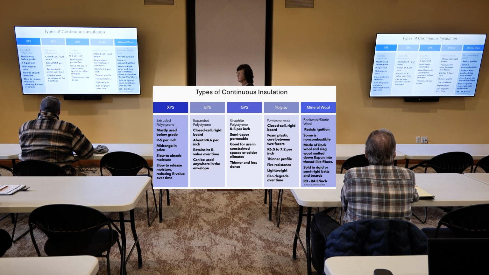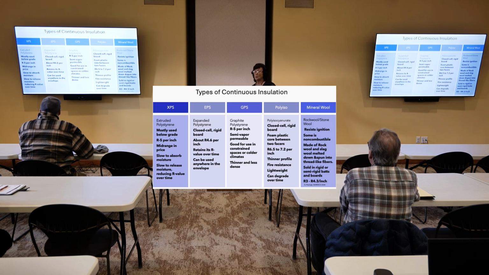So the warranties, if you haven't ever noticed, the manufacturers will only warranty XPS up to about 90% of the R value over time, because it loses its R value over time because it won't release that moisture. And so you have to be careful of your warranties on that.